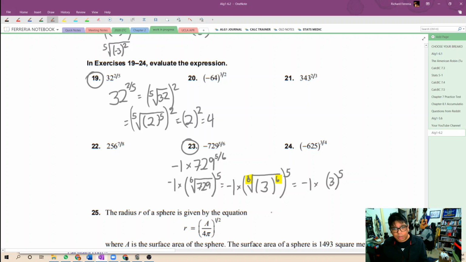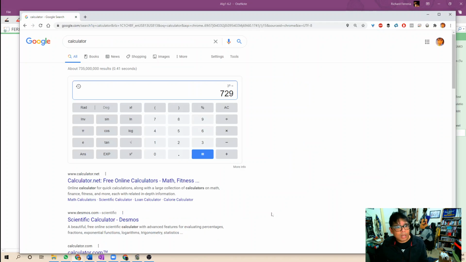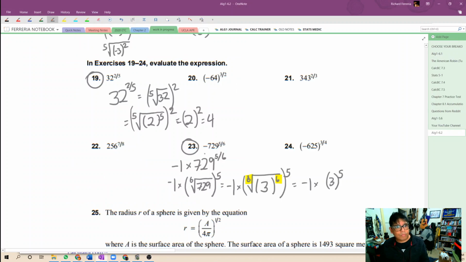So what is 3 to the 5th power? Well, now the calculator can help us there too. We can just do 3 to the 5th power. Oops, I didn't do it right. Oh, it's not helping me. There we go. 3 to the 5th power is 243. So over here, this is equal to -243.